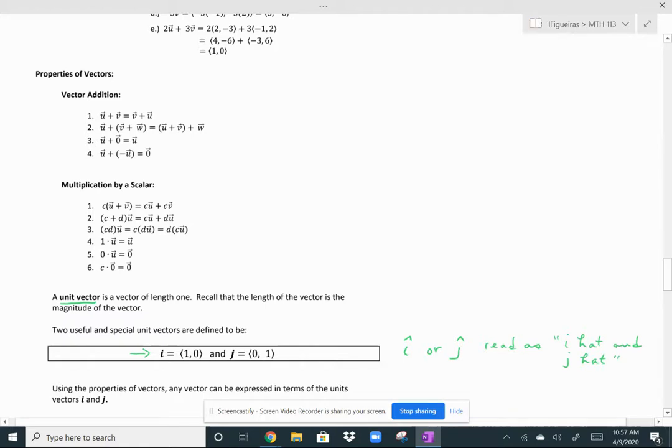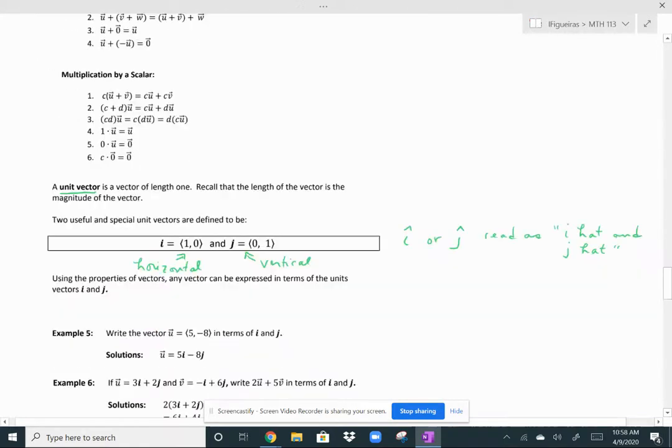So unit vector I has components 1, 0. Unit vector J has components 0, 1. So unit vector I is associated with the horizontal component because the y value is 0. And J is associated with the vertical component of a vector.